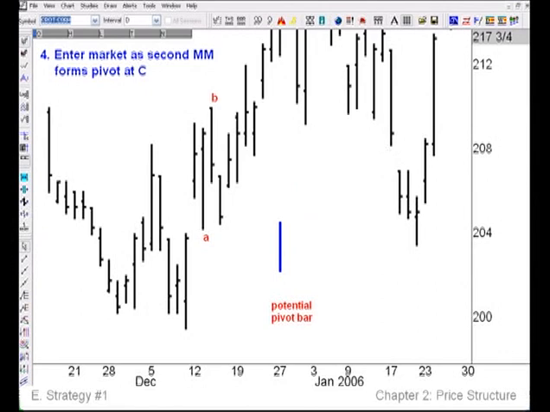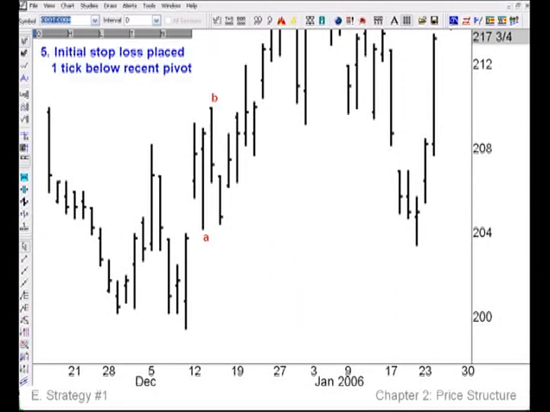Ideally, this potential pivot bar should be somewhat short because you'll be getting in at a better price and you will have a better reward to risk ratio. In other words, you'll get in at the move earlier while shooting for the same profit target.